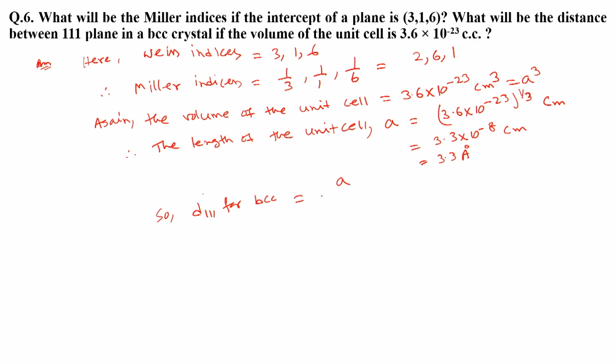Okay, so it will be A by root over 1 square plus 1 square plus 1 square, right? So we get A by root 3. So it will be 3.3 by root 3. So we get 1.90 angstrom.